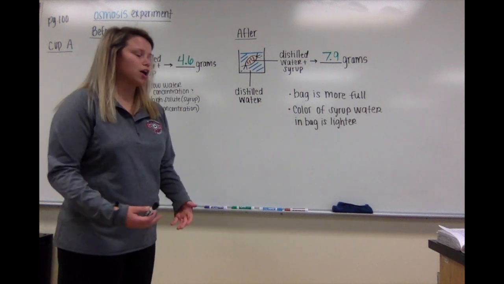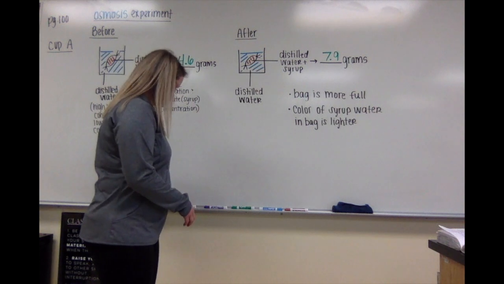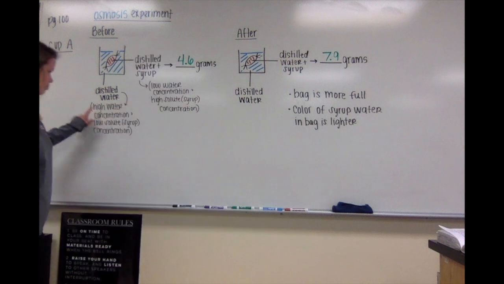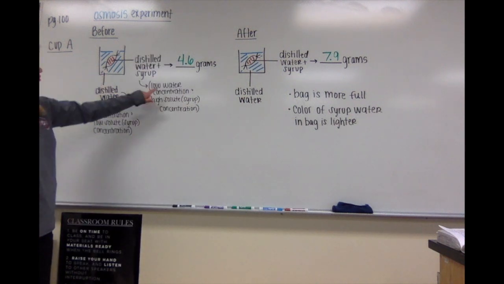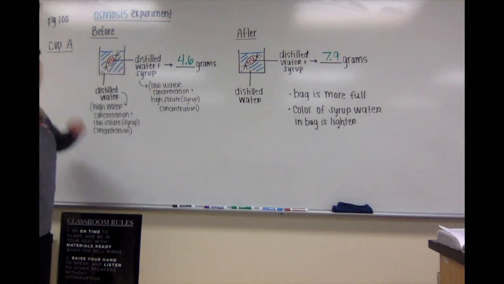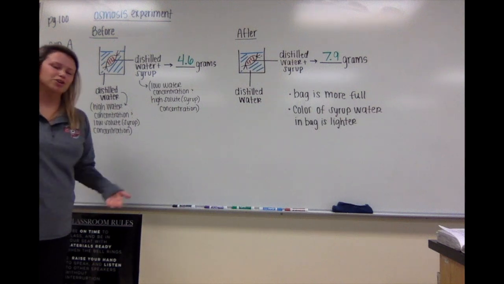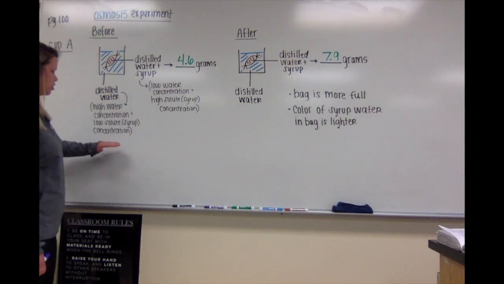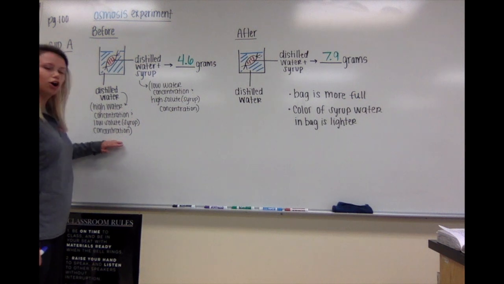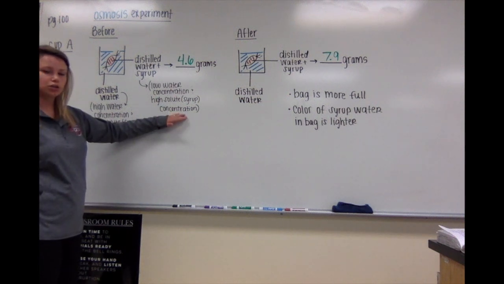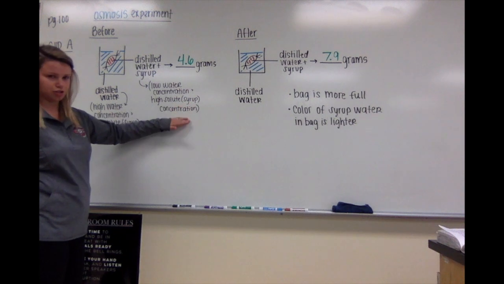That water in the cup moved from an area of high water concentration, going back to our first picture, in the cup, to an area of low water concentration in the dialysis tube bag. Or another way you can think about it is that water moved from an area of low solute concentration or low sugar concentration to an area of high solute concentration or high sugar concentration.